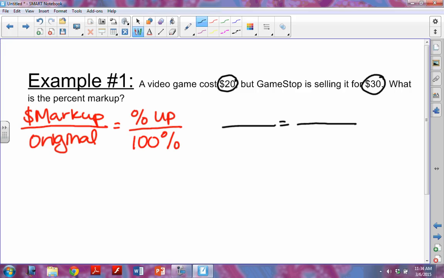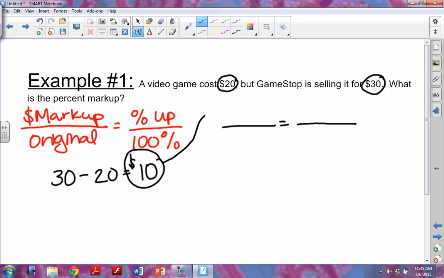So here is what we need to do. We don't know how much money they have marked it up, but we can find that out. It was originally $20, but they marked it up to $30. So I'm going to take the 30 minus the $20, because that's how much they've marked it up. So 30 minus 20, easy peasy, is $10. This is how much they've marked up the game. So that's what I'm going to put in for my money markup. I'm going to put the $10 right there, over what the original price was.